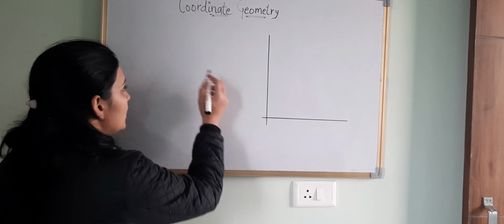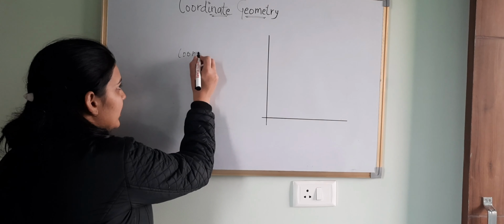What is coordinate geometry? Coordinate geometry is one of the branches of geometry where the position of a point is defined using the coordinates in the coordinate plane. So class, I have used two words here. One is the coordinate and another is the coordinate plane. So first of all, let's define what is coordinate plane.